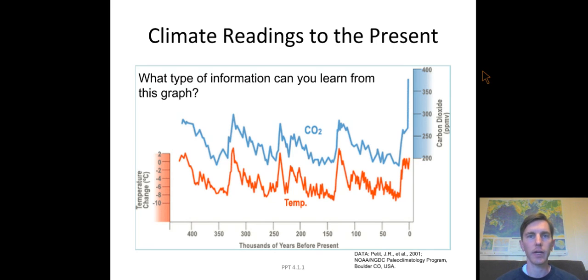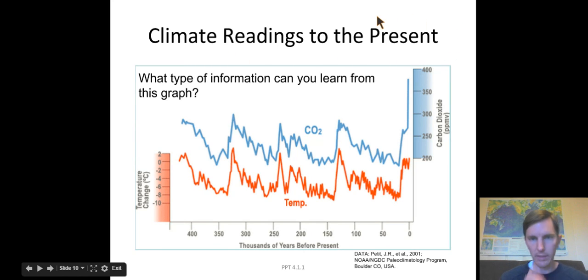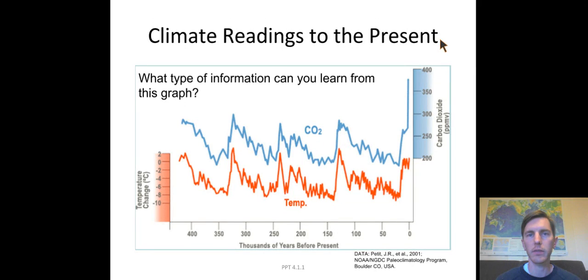All right, now that you've had a chance to discuss, here's what I learned from this graph. First, I always look at the title, Climate Readings to the Present. So what that tells me is I'm going to look at some measurements on this graph that have to do with the climate. And since it says to the present, that tells me I'm looking at measurements of the climate from the past that lead up to today, or to the present. So I know I'm looking at measurements of climate from the past up to today.